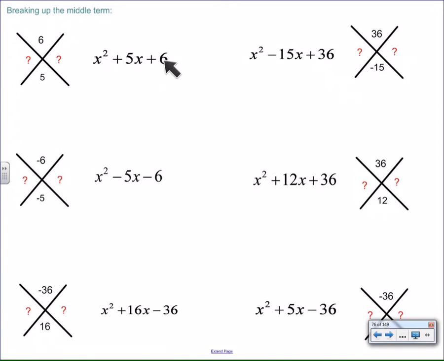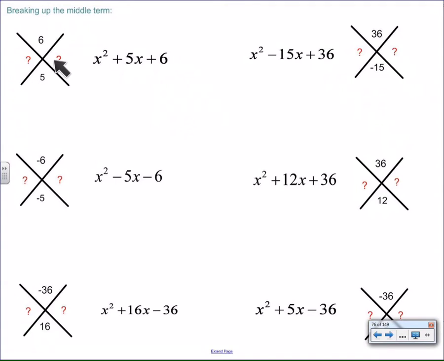So we're going to take the 6, the c value, the last term, and put it here at the top of this x box, is what I call it, or magic diamond. And we're going to take this 5 and put it here at the bottom. Now my objective is to think of two numbers to put into the question mark slot, where if I multiplied them, I get the top number, but if I added them, I would get the bottom number.